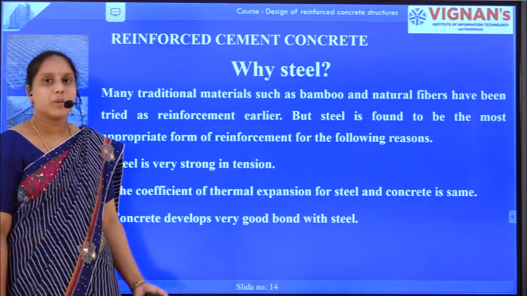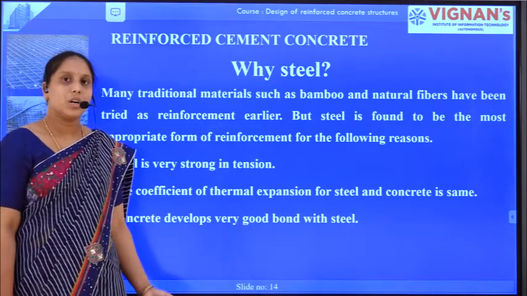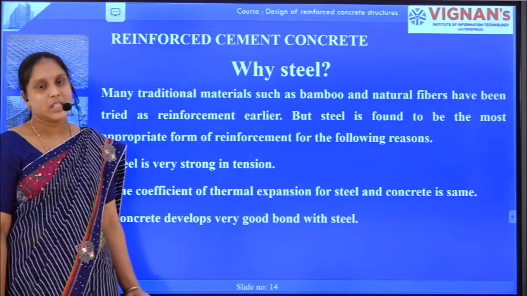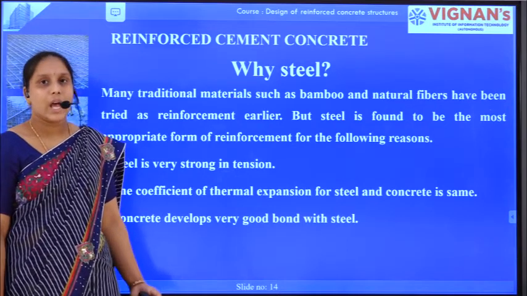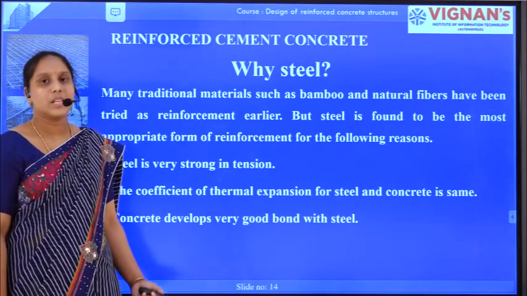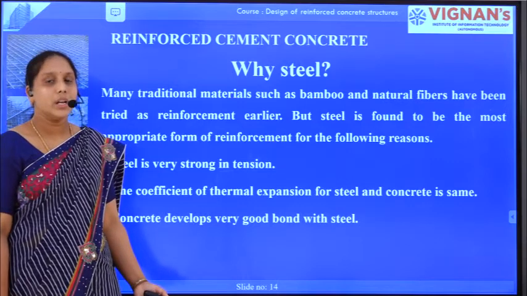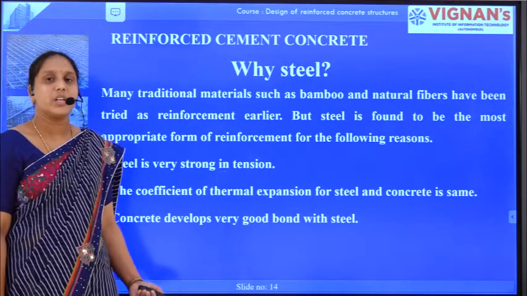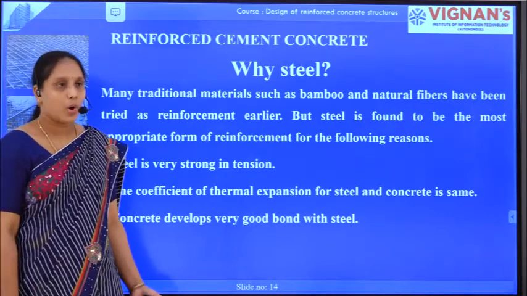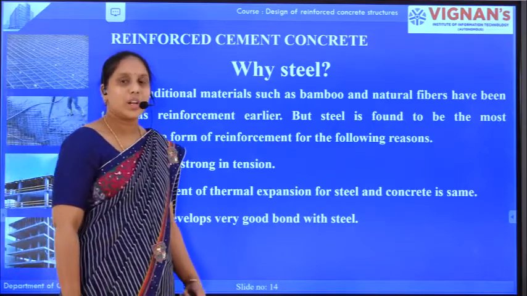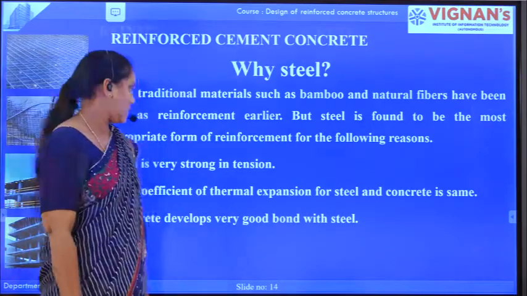To summarize, the steel develops a good bond with the concrete, the coefficient of thermal expansion for the concrete as well as the steel is the same, and the steel is very good in tension. That is, it has very good tensile properties. It is very strong in tension.